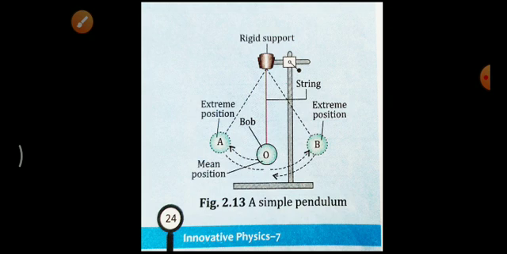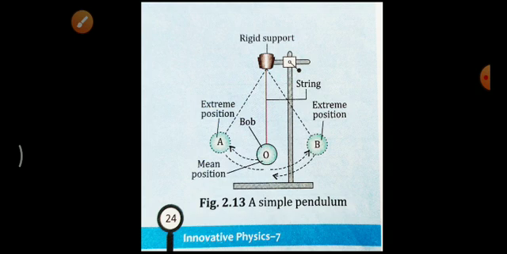In previous classes we have already discussed different types of motions, and related to those motions, different examples also we have discussed, and the difference between periodic and non-periodic motions also we have learned and discussed, and I hope all of you have understood that properly. Today we will discuss simple pendulums and the terms related to a simple pendulum. So without delaying, let's get started.